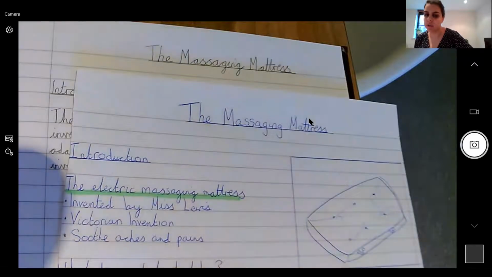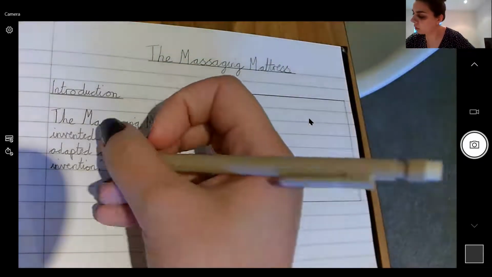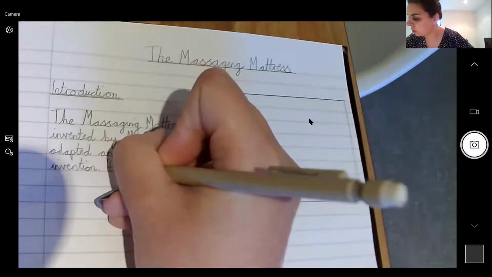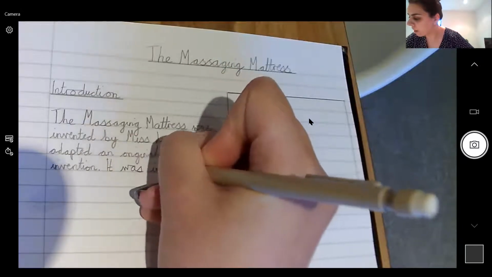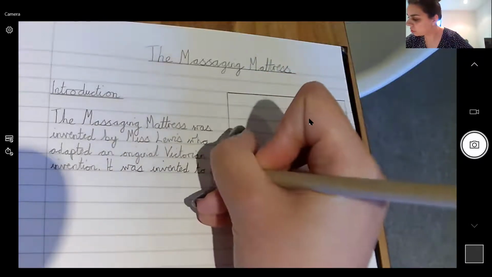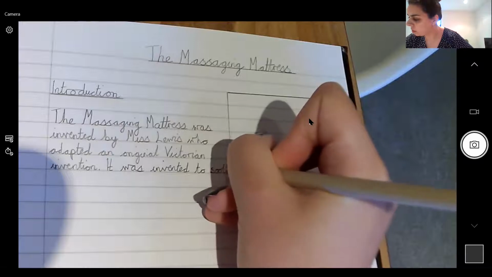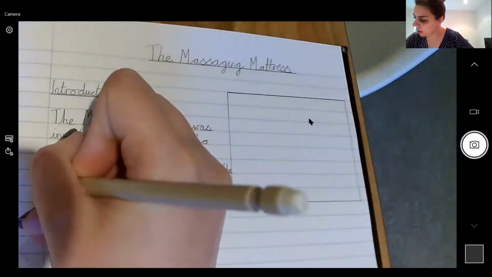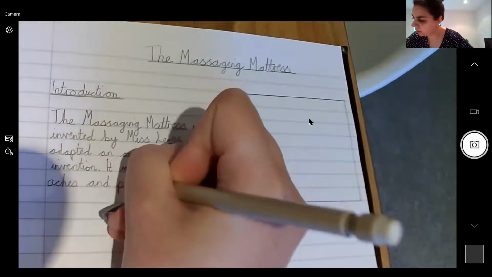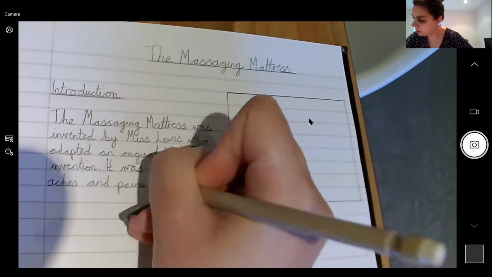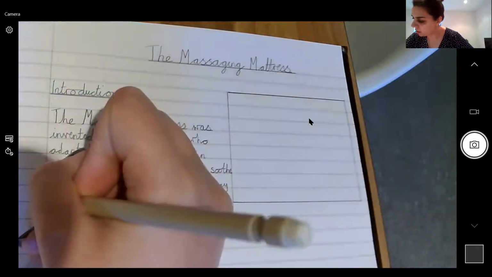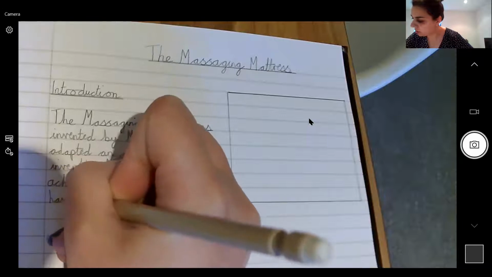Then I've got my next bit, soothes aches and pains. So I'm going to carry on because it's still the same paragraph. It was invented to soothe, a little squeeze in there, aches and pains that people may have had.